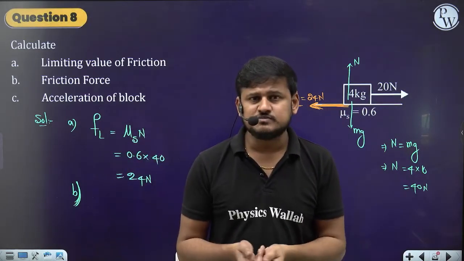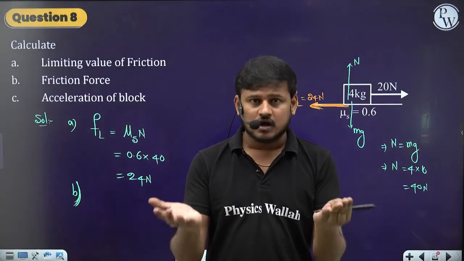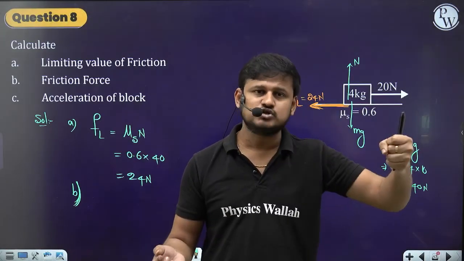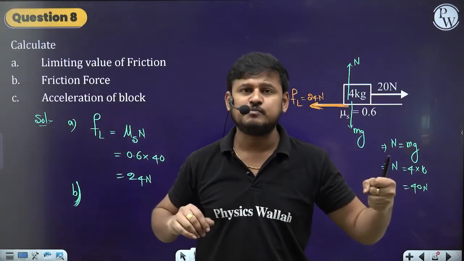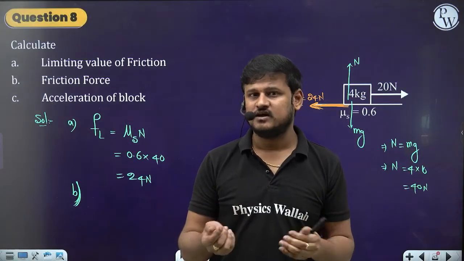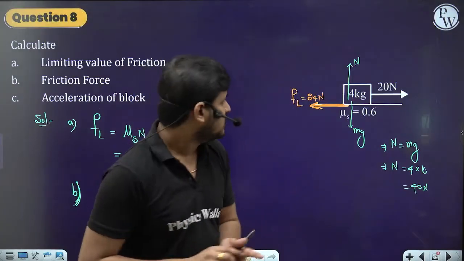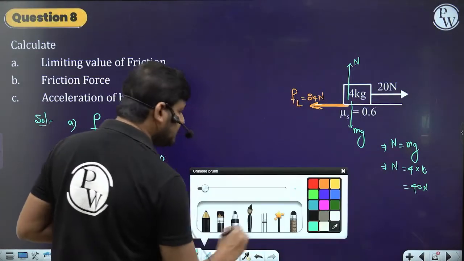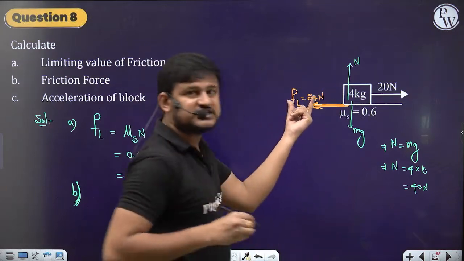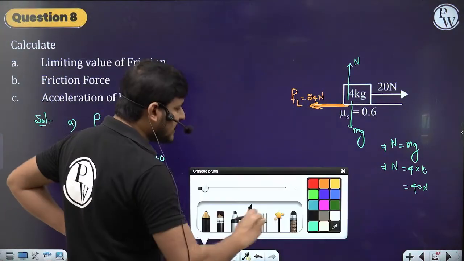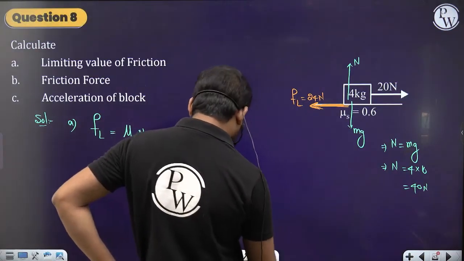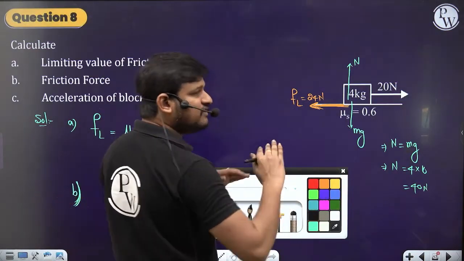Have you ever observed, when the object is placed on a horizontal surface and you apply some force that is not enough to move the body, will it move to the opposite side? No, right? It will not move to the opposite side. So the limiting friction is the maximum value of the static friction. Static friction is adjustable, which means the static friction adjusts itself to the applied force.